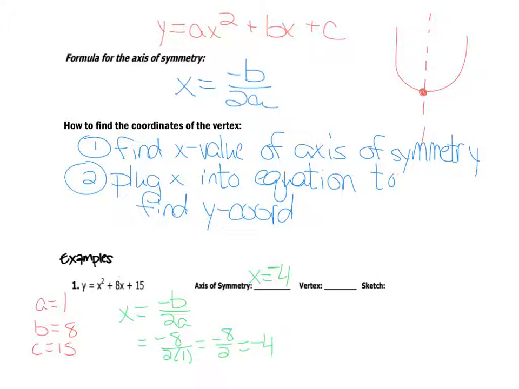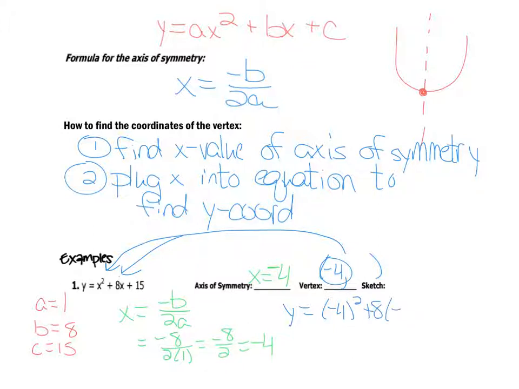Now, step 2. Once you've found that, you are halfway to the vertex. The vertex will have -4 as its x value, and you've got to find the y value, okay? So what you do is take that -4 and plug it in for x. So you're going to say y equals (-4) squared. Remember, when you substitute a negative, put it in parentheses, plus 8 times (-4) plus 15.